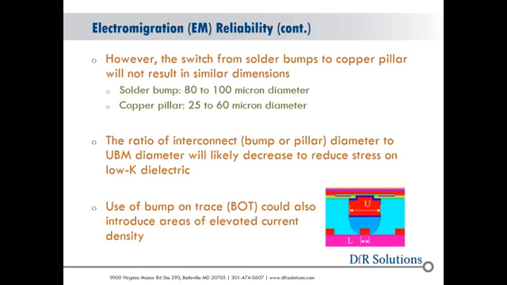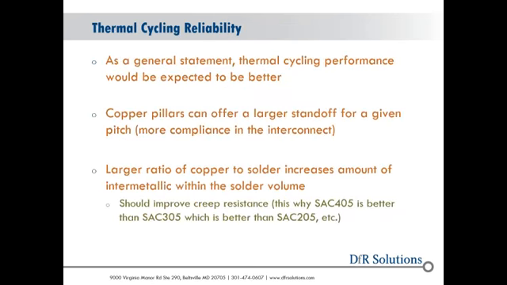From a thermal cycling reliability perspective, in general, the performance is expected to be better. I tend to get higher standoff with copper pillar than I get with solder bump. So I get a little more compliance in the interconnect structure, even though copper is a stiffer material than tin-based solders. I also have less solder from a volume perspective, but the surface areas are roughly the same. And so theoretically, I get a little more intermetallic forming in that solder structure, which theoretically should improve my creep resistance, which is why SAC 405 is better than SAC 305, which is better than SAC 105 when it comes to thermal cycle fatigue.